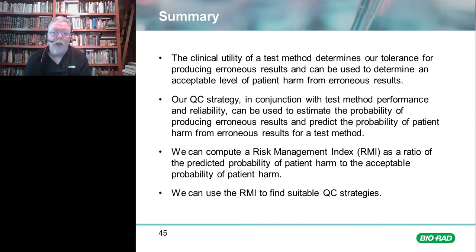And then based on that, we try to find a QC strategy that is going to have a predicted probability of harm from erroneous results that is going to be below the acceptable probability of patient harm. And we can represent those relationships with a risk management index, an RMI, that makes it very easy for us to tell whether or not we have managed risk and what the implications are. An RMI of 1 is managed risk. An RMI of 2, you have twice the acceptable level of risk.